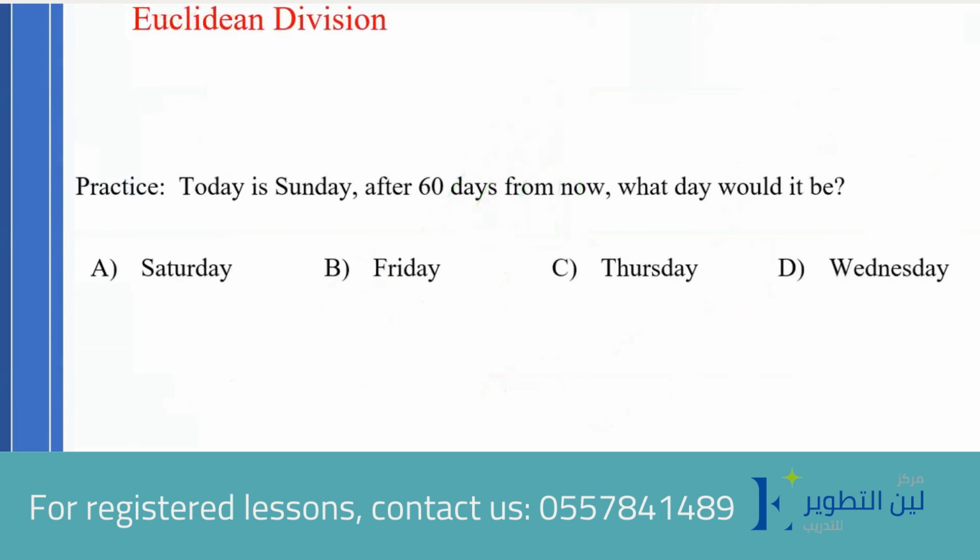This is about the Euclidean division, and this is a common question in GAT. Today is Sunday. After 60 days from now, what day would it be?